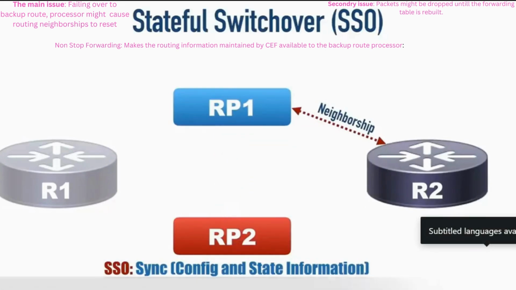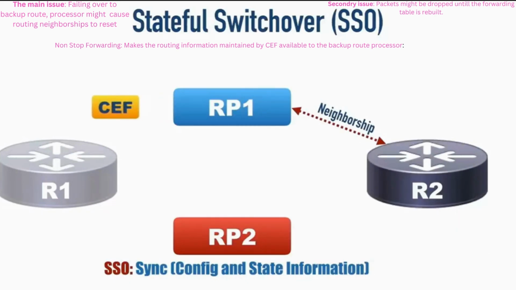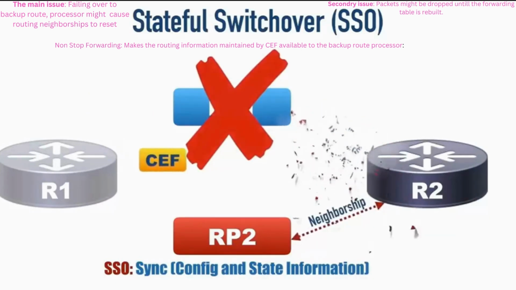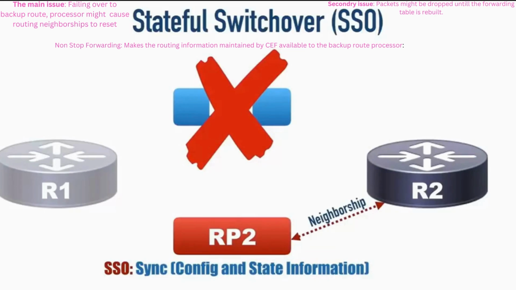Here's how that works. In addition to having the config and state information synchronized, we're also going to have the Cisco Express Forwarding information, or CEF. That information is going to live in memory in the router. And if we did lose our primary route processor, that information that's in memory could be used by NSF, Nonstop Forwarding, to make forwarding decisions. So we don't have to start with an empty routing table.